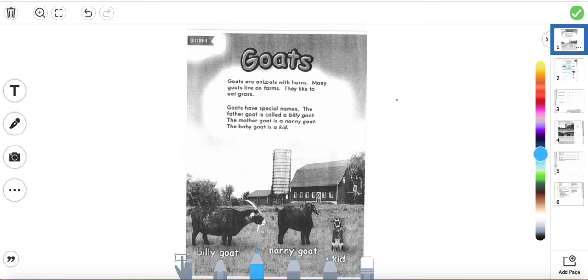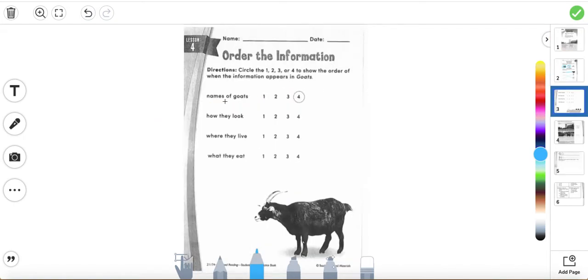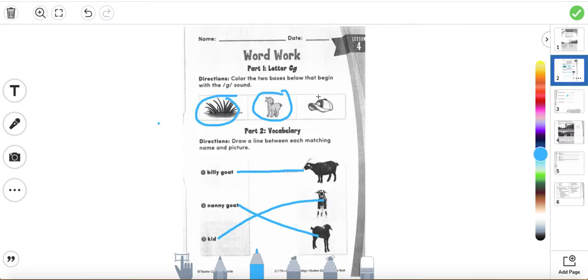Goats are animals with horns. The first sentence is telling us how they look. So is it names of goats, how they look, where they live, or what they eat? How they look. So we're going to circle number 1 for how they look. Let's go back to the story to see what's next.